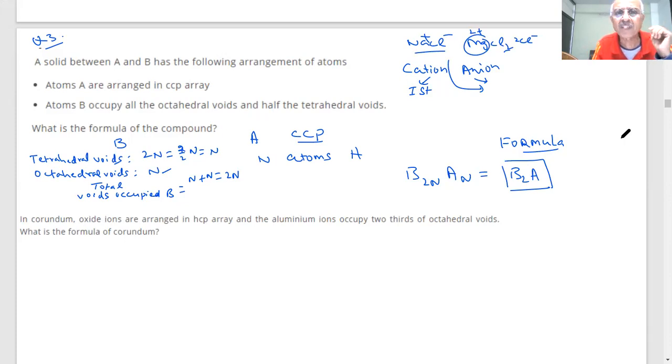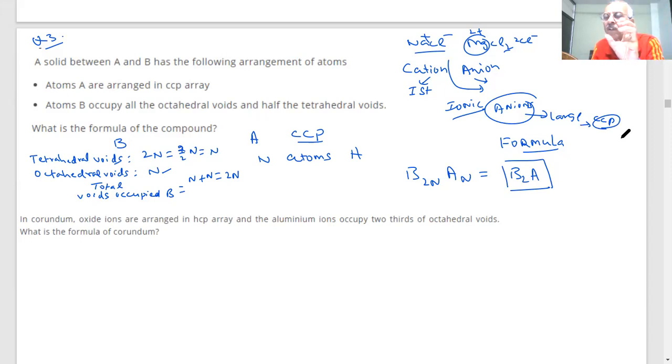So we have to see now which is the larger in size. In ionic compounds, in most cases, anions will be larger, and they will be arranged in a CCP array. Understood? The voids will be formed after that, and the voids will be used by the smaller cations. Got it?